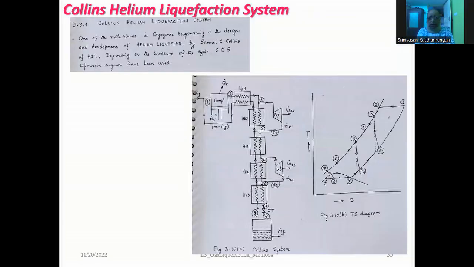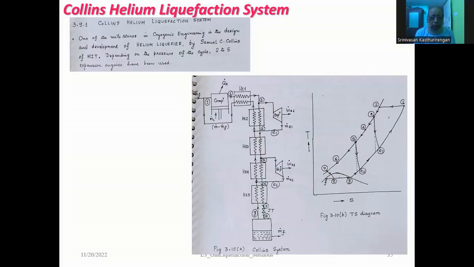Right. Now let us discuss the helium liquefaction system. Now we know very well that you can simply use an expansion engine, and that too a reciprocating expansion engine, for producing liquid helium. And this is one of the standard methodologies for making a helium liquefaction system. Now, Samuel Collins of MIT developed a helium liquefier. In fact, a commercial unit was built by him, and this represents one of the milestones in cryogenic engineering.